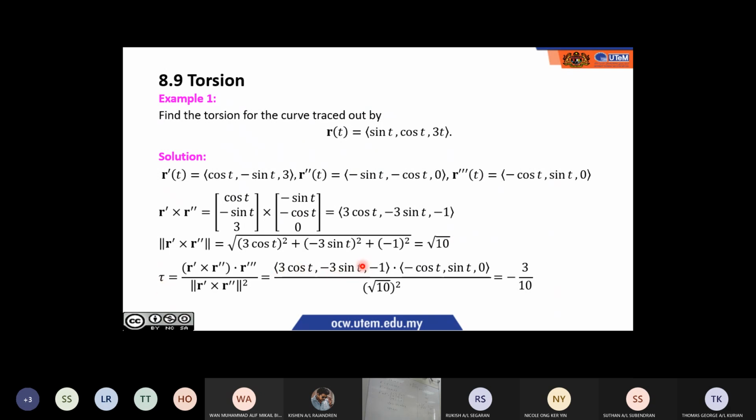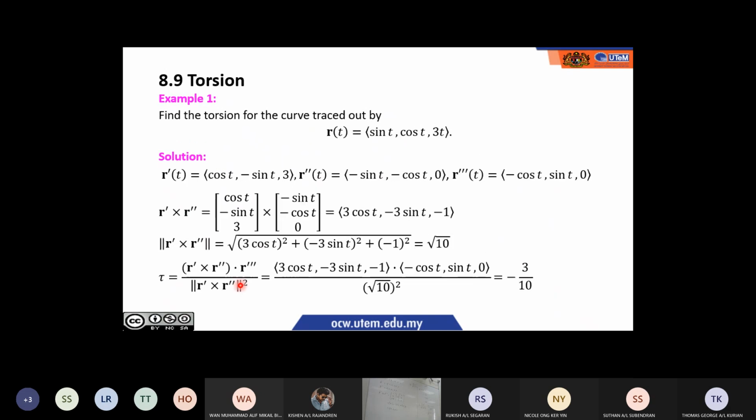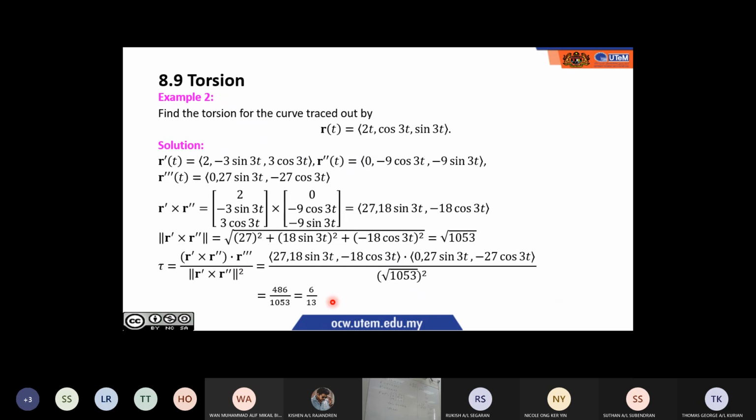This is the dot product. The dot product gives you only a scalar, so you don't have any vector anymore. When you see vector dot vector, you get a scalar. This is another, similar example. So your torsion may be negative or positive. It depends on the path.